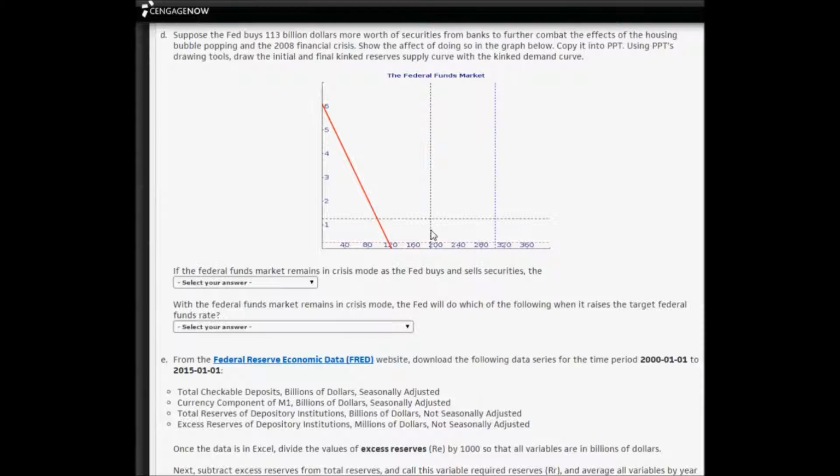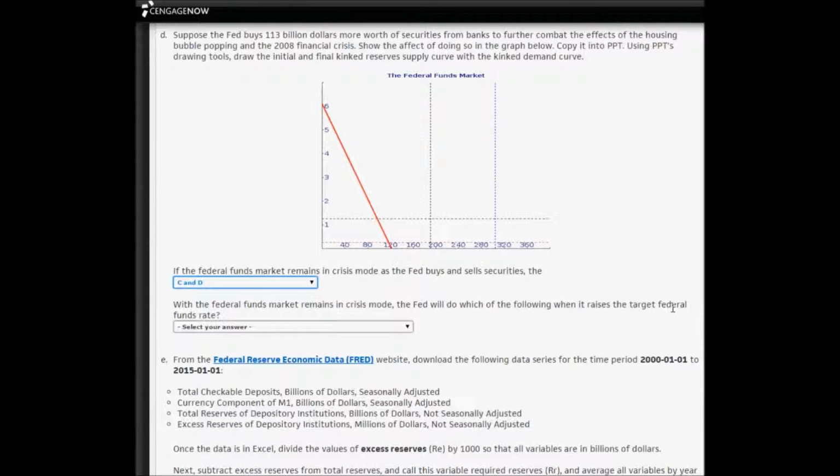So if the Fed purchases securities and then sells those securities, then purchases those securities, then sells those securities, the federal funds interest rate does not change. It remains at the interest on reserves rate. However, reserves bounces out and then bounces back in. If the federal funds market remains in crisis mode as the Fed buys and sells securities, the equilibrium federal funds rate does not rise, does not fall, the quantity of reserves can rise, can fall. So C and D.